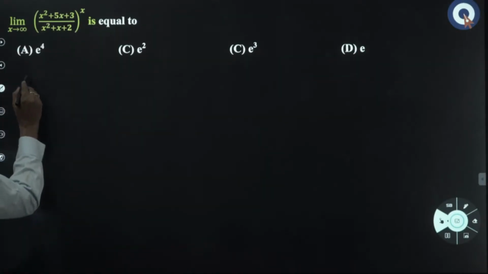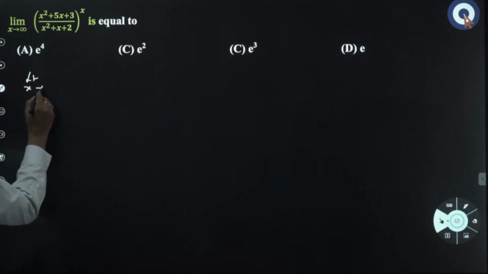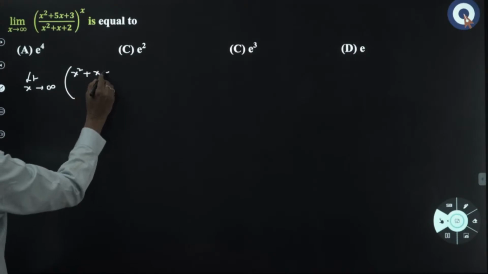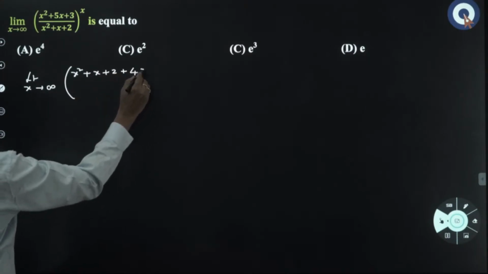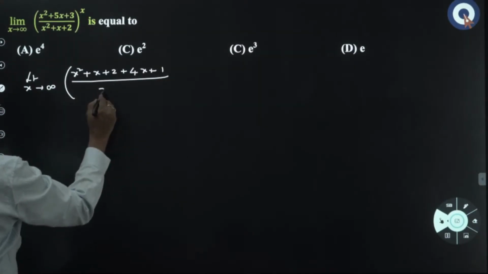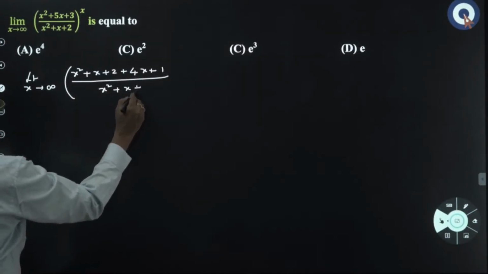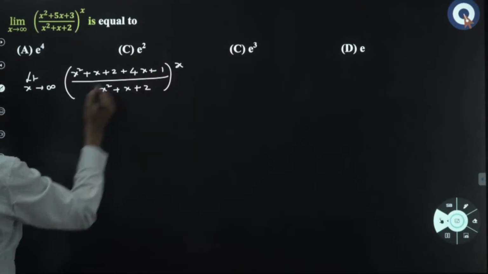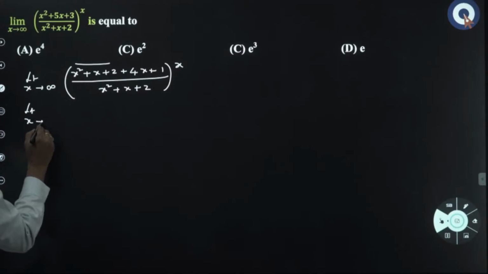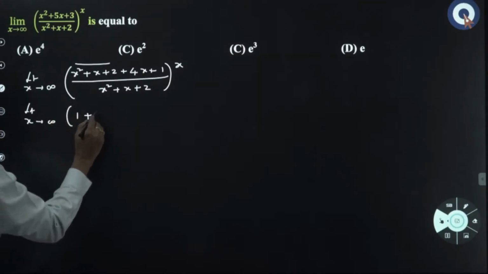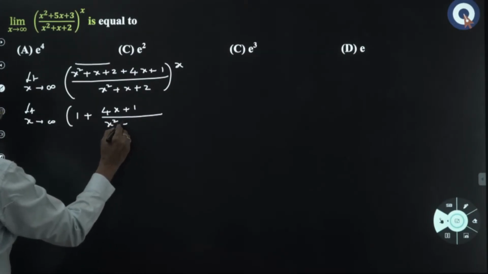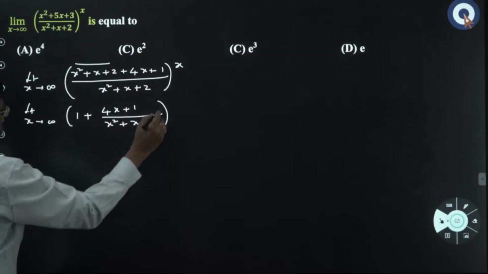This limit as x tends to infinity, I will write it as (x² + x + 2 + 4x + 1) over (x² + x + 2), whole power x. So this is the limit as x tends to infinity of (1 + (4x + 1)/(x² + x + 2)) whole power x.